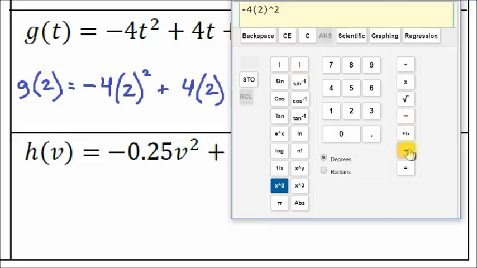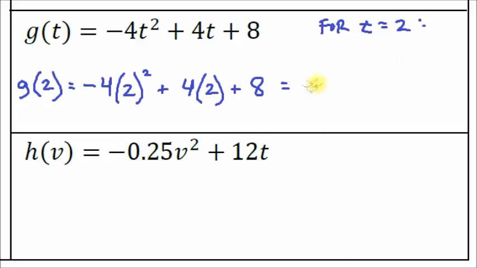Then we're going to add 4 times our value for t in parentheses, and then our final number is 8, so plus 8. I'm going to press equal. Work is done for me. It actually evaluates to 0. So g of 2 is actually equal to 0.